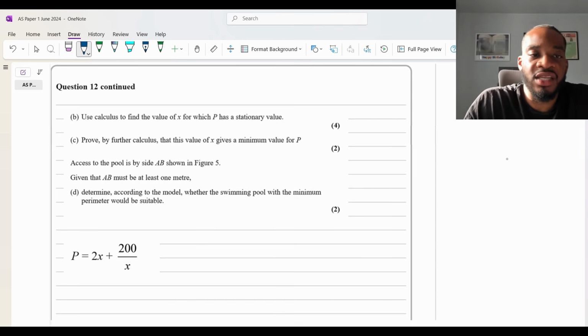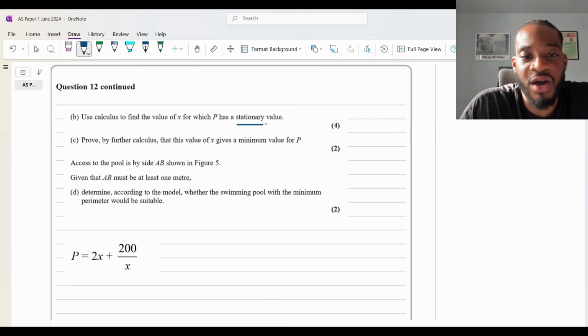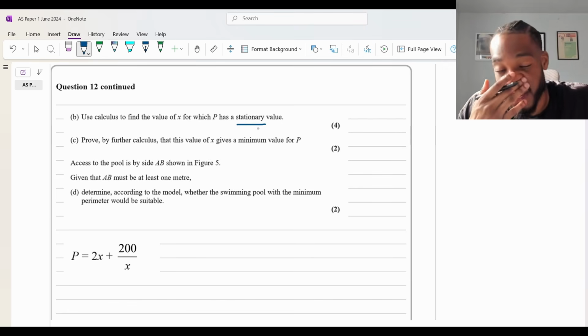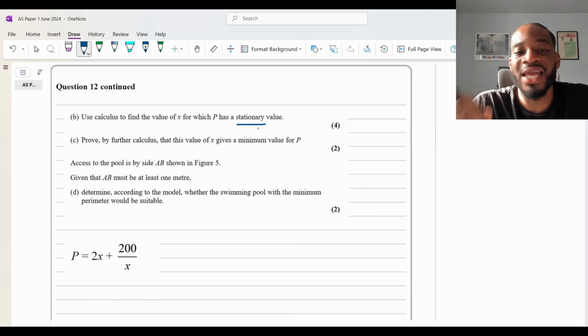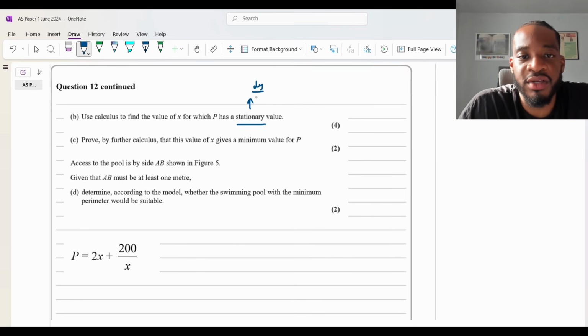Now, whenever you see that word stationary, this is just calculus, right? We need to differentiate. And it means specifically that dy/dx is 0. So I'm just going to put dy over dx equals 0 there. That's what it means. So all we need to do is remember we're looking for the value of x for which P has a stationary value. So we need to differentiate this.